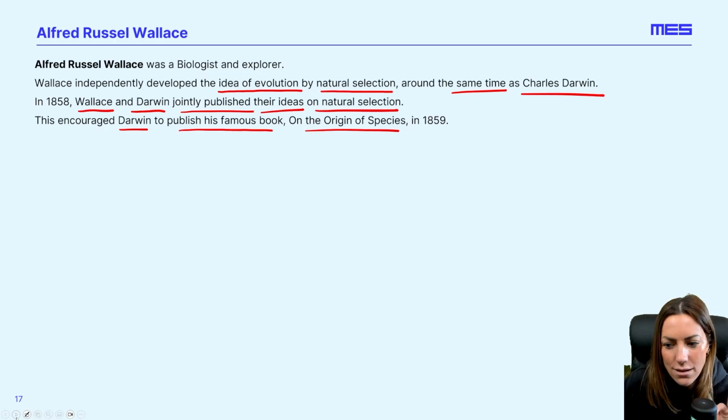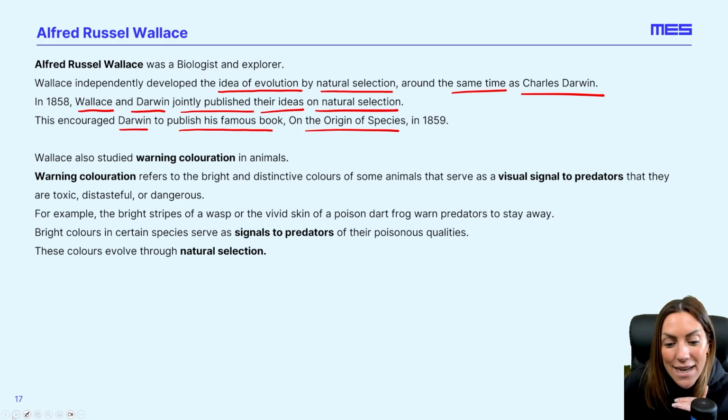So what else do we attribute to Alfred Russel Wallace? He did some other things that are super important. So Wallace, remember his name, Alfred Russel Wallace, he also studied warning coloration in animals.